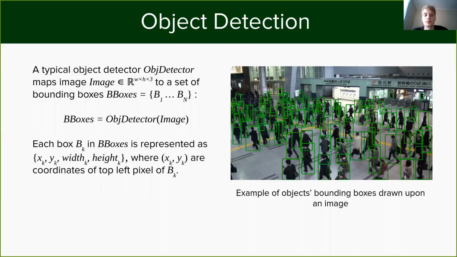First, some words about object detection. A typical object detector maps an image to a set of bounding boxes. Each box is represented as 4 floats, 2 for coordinates of the top left pixel, 1 for width and 1 for height. Examples of objects bound in boxes drawn upon an image are shown on the right here.